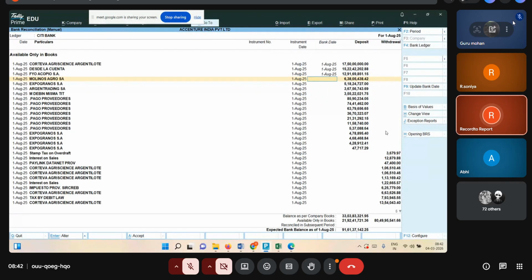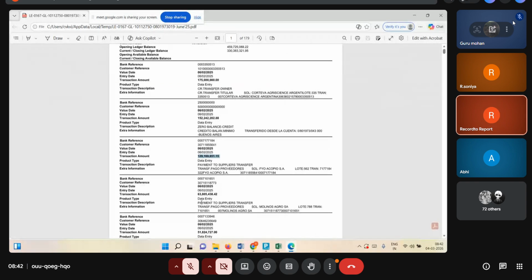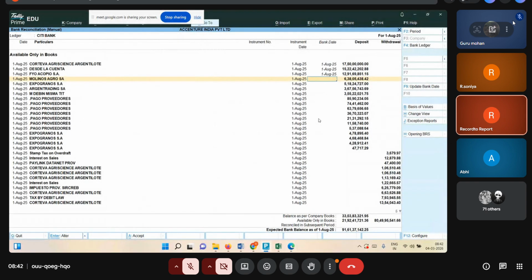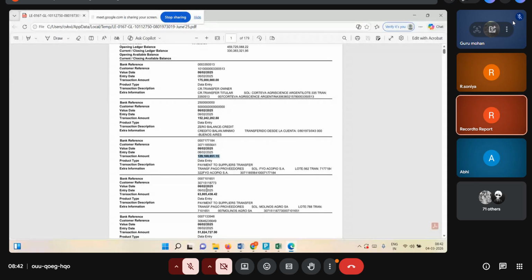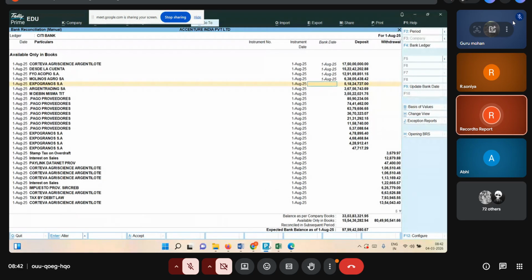So the next transaction is 63,805,403,438. Okay, so it is there. We are updating. So like this, we need to update the transaction details for each and every amount, guys. Okay, clear? Yes, understand? Yes.